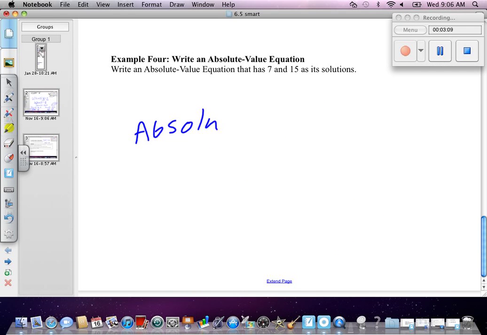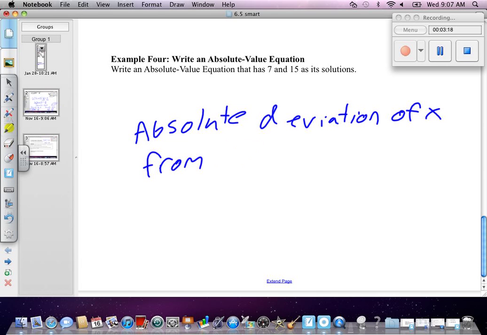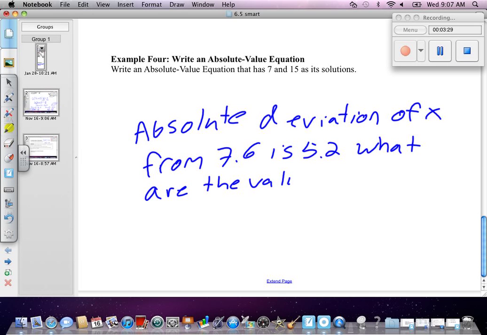The absolute deviation of x from 7.6 is 5.2. What are the values? All you're going to do is say absolute deviation. So we know we're going to use the absolute value of x minus 7.6 is 5.2.